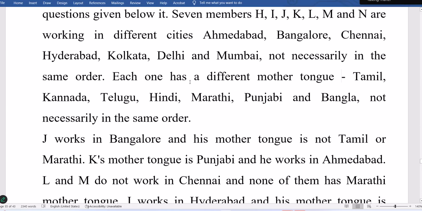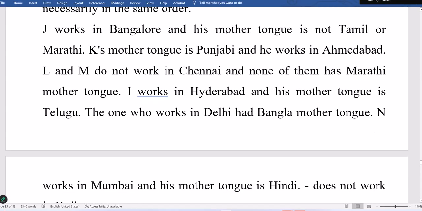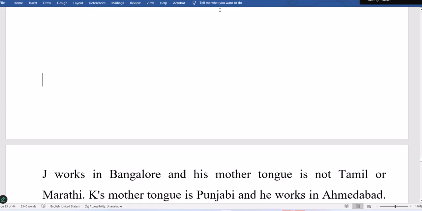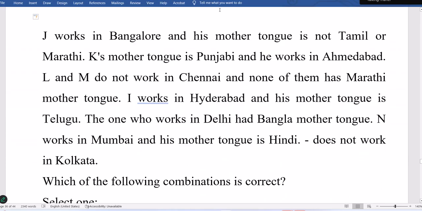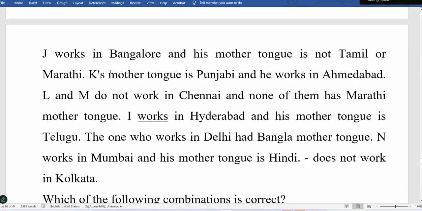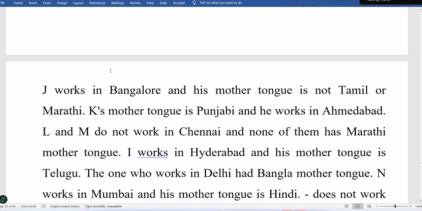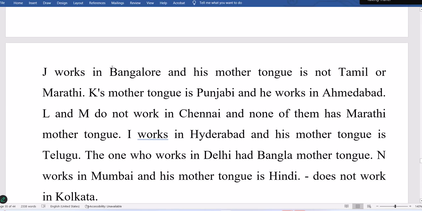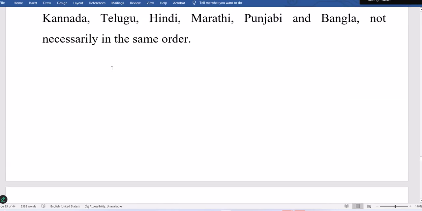Now your job is to assign which person is from which city and which language they are speaking. Among the options we have to select the correct pair which satisfies this. So this will take a good amount of time. Don't worry sir, this type of question in the exam will take 3 minutes minimum, I agree, but they'll ask more questions related to this paragraph. So J works in Bangalore. So J, Bangalore.